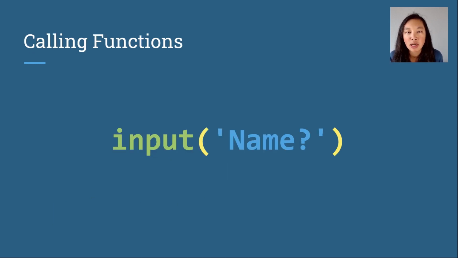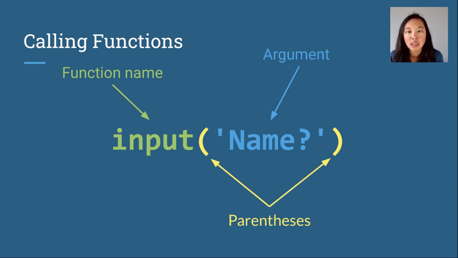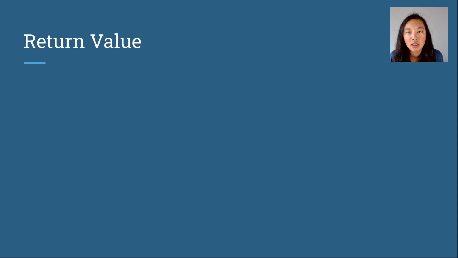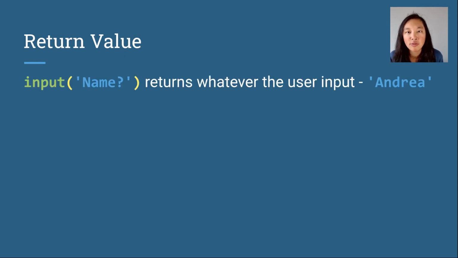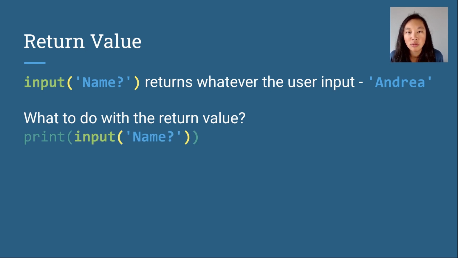Let's take a look at another example. Here we have input. We call it with the function name, parentheses, and an argument. The return value is going to be whatever the user types in. So let's say when I'm asked for a name, I type in Andrea. So Andrea, the string, is going to be the return value. So what can we do with that return value? Well, we can print it out. So when input of name returns Andrea the string, if we print it out, that's what's going to print out, Andrea the string.